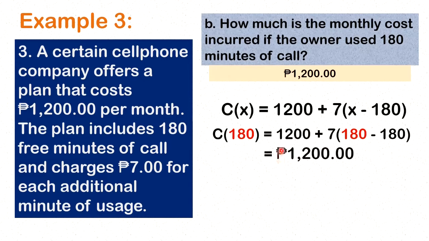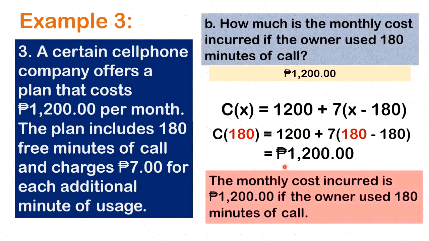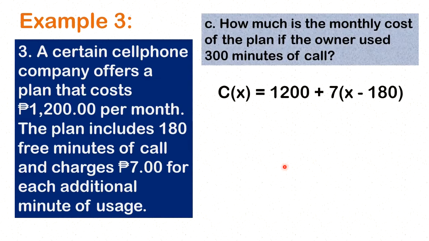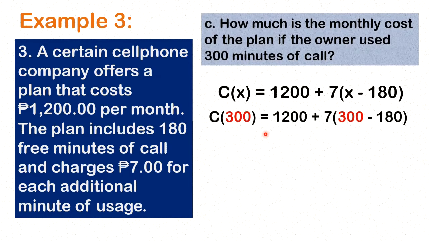Okay? So, do not forget the peso sign, especially kapag final answer na. Okay? So, you may want to write this. Alright? The monthly cost incurred is 1,200 if the owner used 180 minutes of call. Okay? Next question. This time, the owner used 300 minutes of call. Okay? So, magkano ang monthly cost? So, ganun pa rin. We recall the cost function. Yeah? And then we replace X by 300. Please do the math here. Okay? So, 300 minus 180, you will get 120.